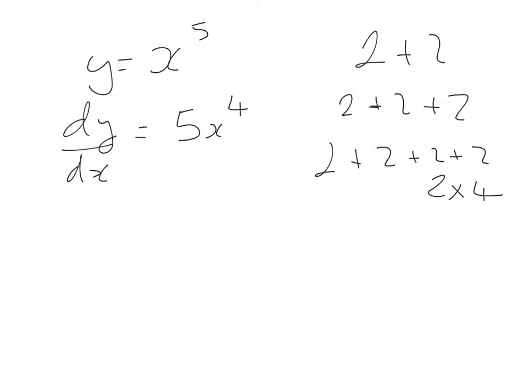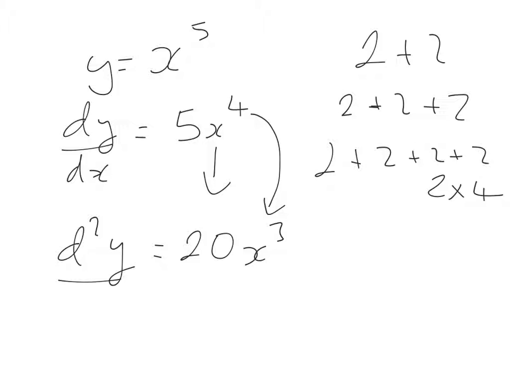So if we were to differentiate this again, we'd end up with 20x to the power of 3. Bring the 4 down to the front, times it by the 5, reduce the power by 1 on the 4, and it turns into a 3. So we need a notation for that, and this is the notation we choose: d2y by dx squared. It's that simple. It's called a second derivative. It means differentiate the derivative.